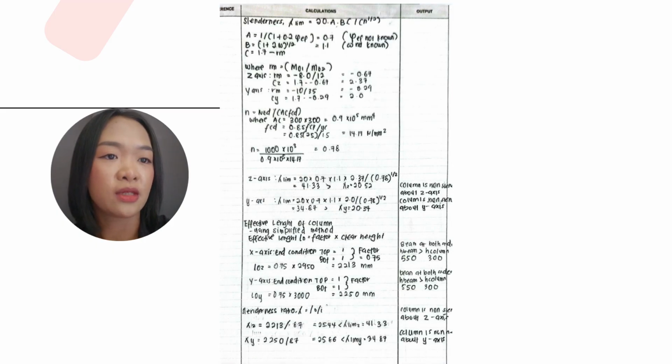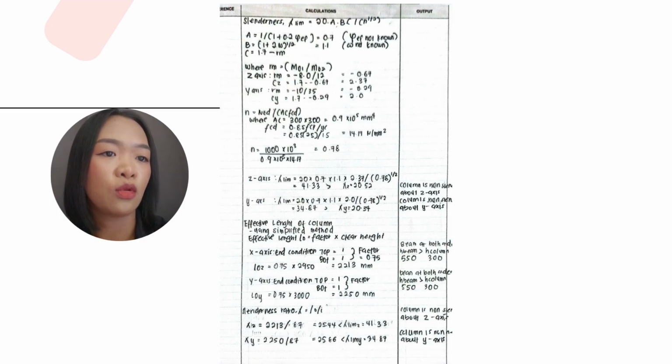Finally, I will present the slenderness check. We will calculate the limiting slenderness using parameters A, B, and C, along with the axial load ratio. The limiting values are about 41 for the z-axis and 34 for the y-axis. When we compare this with the calculated slenderness values, which are around 20, we can clearly see that the values are lower than the limits.